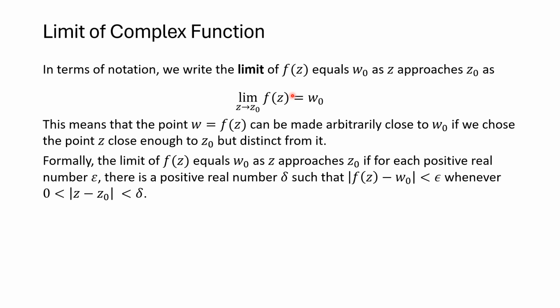More formally, we can define the limit in terms of inequalities. The limit of f of z equals w sub 0 as z approaches z sub 0 if for each positive real number epsilon there is a positive real number delta such that the modulus, basically the distance between f of z and w sub 0, is less than epsilon whenever the distance between z and z sub 0 is less than delta. So a little bit hard to take in.